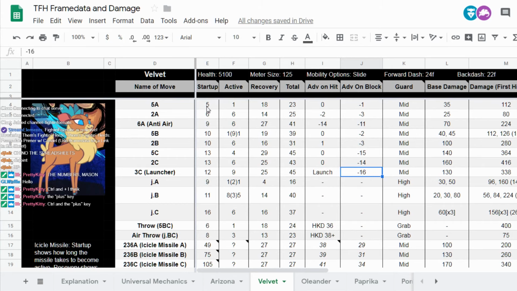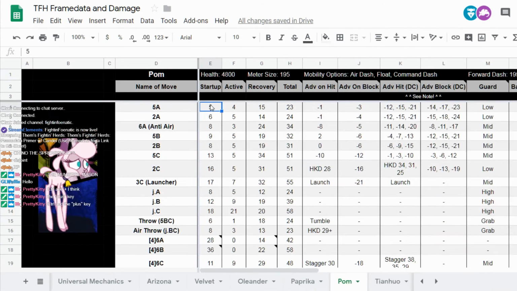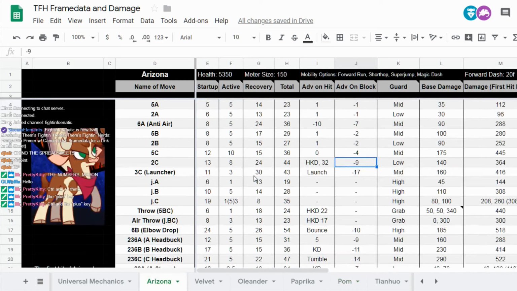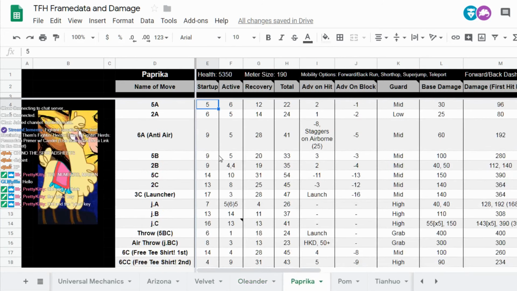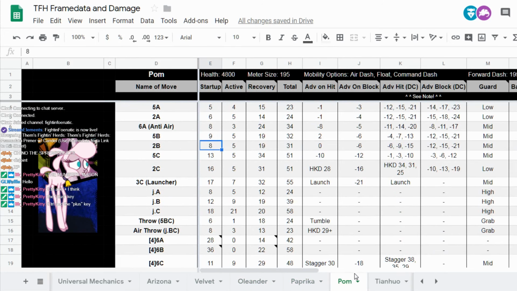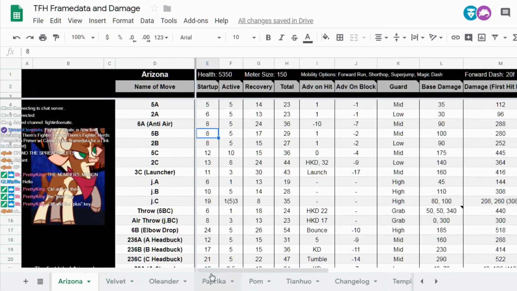So we understand that the fastest moves in the game are 5 frames. Everyone has a 5 frame move. Everyone's 5A is universally 5-frame startup, which means that any move in the game that is minus 5 or worse is punishable. And you can actually measure this in sort of like degrees of punishableness. Like you see that Arizona's 5B is 8 frames. So if you look at any move that is minus 8 or worse, or let's say most mediums in this game are 8 to 10 frames about. You know, you see 9, you see 8, you see 10 here. Moves that are about minus 10, minus 12 or so, those are like medium punishable.